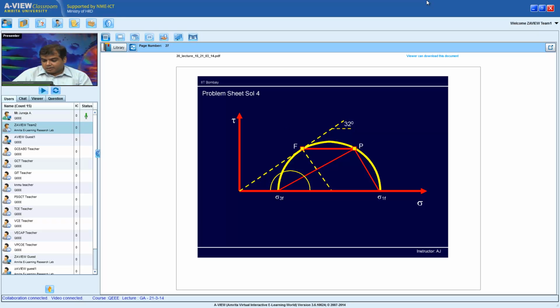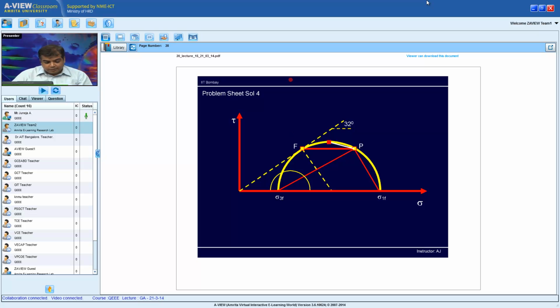Okay. The question I think also asks, and this is probably the last slide, find the orientation of the plane on which the maximum shear stress acts. Maximum shear stress is the topmost point. If I join pole to the topmost point and find out the orientation, this would give me the orientation of the plane on which the maximum shear stress acts.